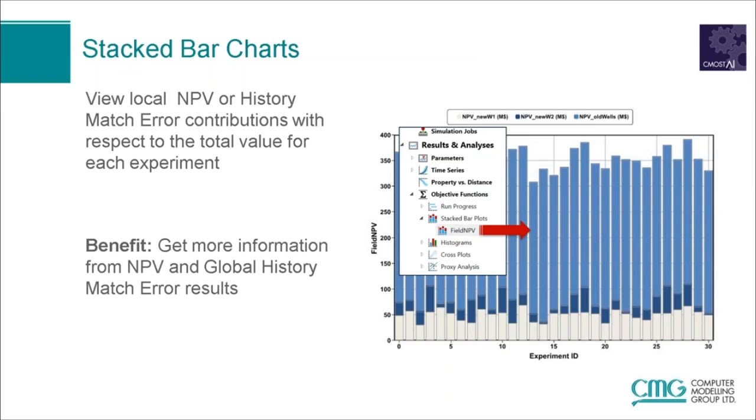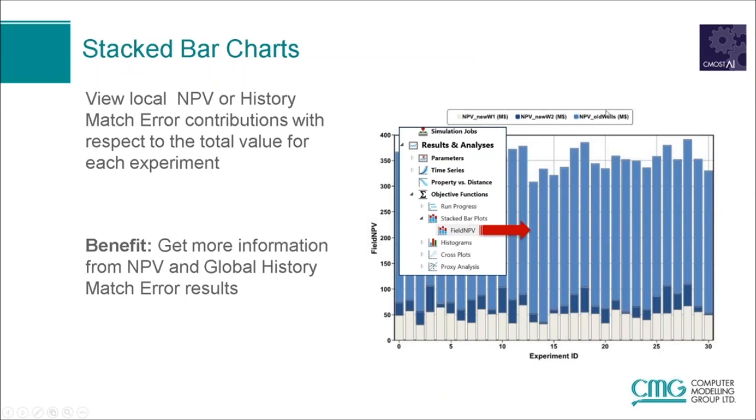So for example, we have this new stacked bar chart shown on the slide here. On the y-axis, we're looking at field NPV, and on the x-axis, we're looking at experiment ID, or basically each simulation test that CMOST submitted. So we can see from the top of where these bars all sit, the total value, which is the total field NPV, and then we can also make out from the same plot the relative contribution of each of the terms that contribute to the NPV.